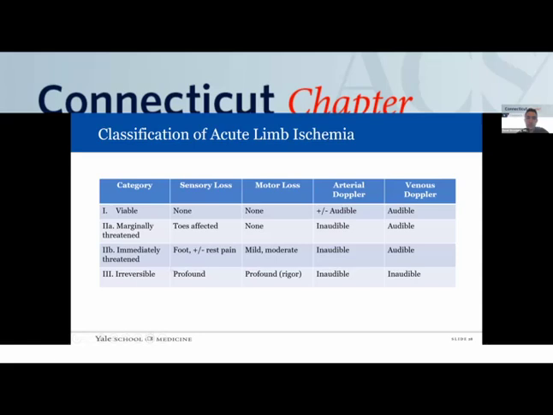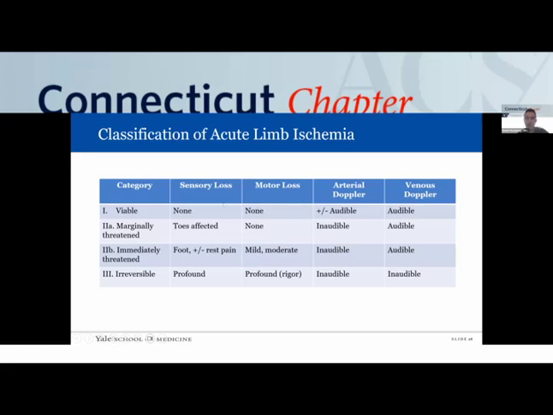So an easy way to memorize this is just sort of really understanding, is there sensory loss? Is there motor loss? And is there a signal? And so the nerves are most early affected by ischemia, and sensory nerves or sensation is the earliest. So generally patients may say that they have numbness, and that is typically the first affected.